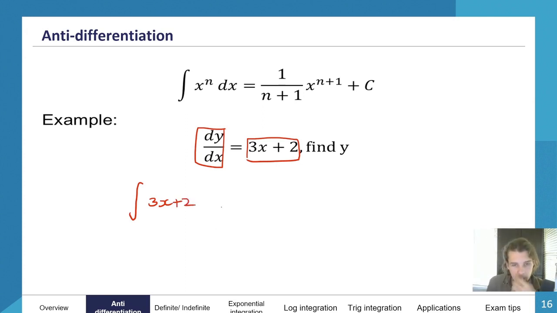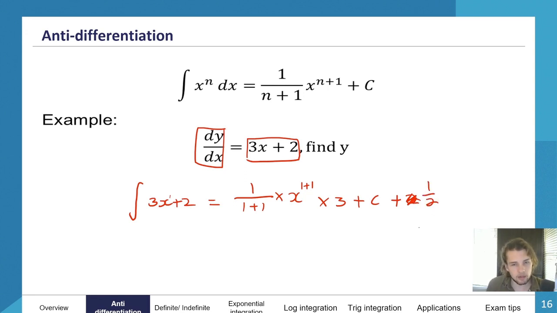anti-differentiated value of this. If we follow this formula, that would be equal to 1 over, so n here is 1, because this is to the power of 1, so 1 plus 1, multiplied by x to the power 1 plus 1, multiplied by, we have this constant value at the front, 3. Now we do have a plus c, but we also have this 2 here. Now this 2 also is its own term, so we also have to anti-differentiate it separately.